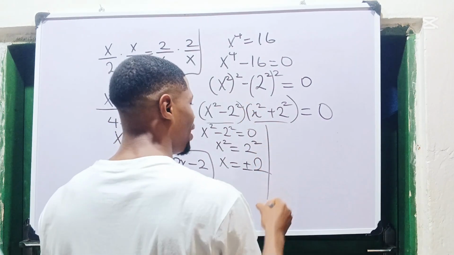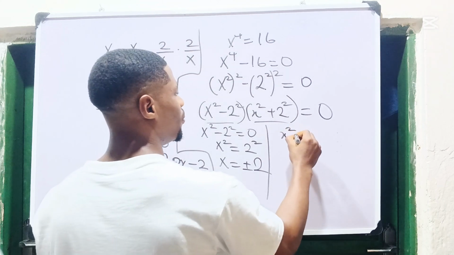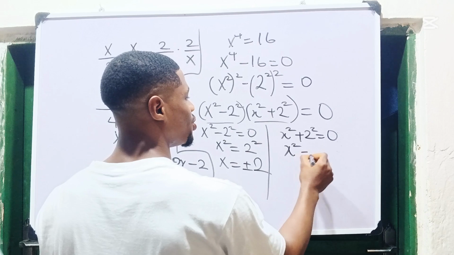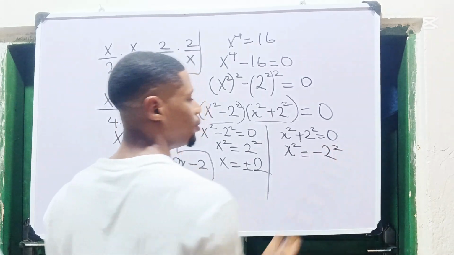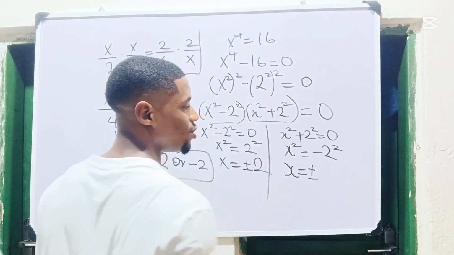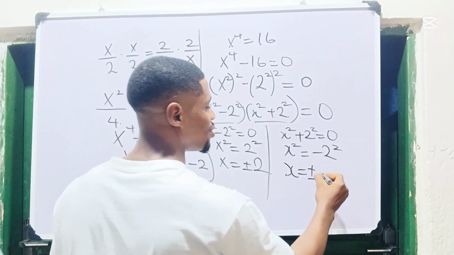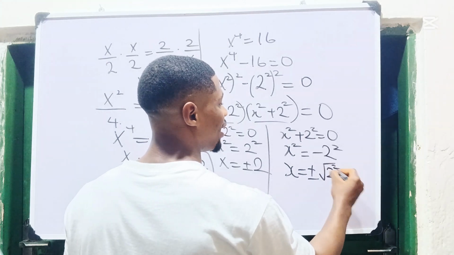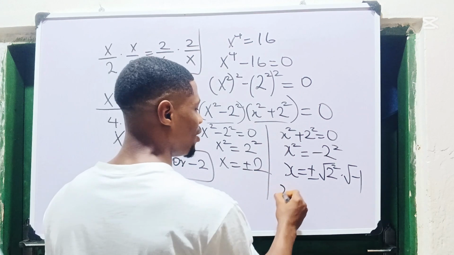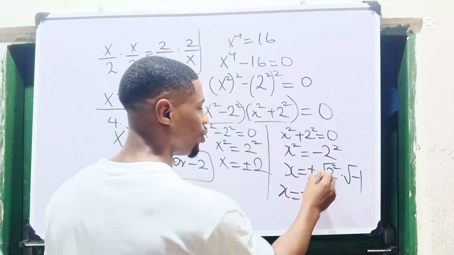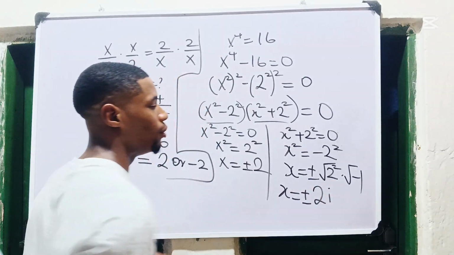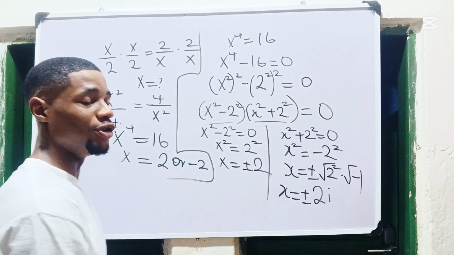Now, for the second answer, we have x squared plus 2 squared is equal to 0. From here we have x squared is equal to negative 2 squared. From here we now have that x will be equal to plus or minus the root of negative 2 squared, which is the same as root of 2 squared times root of negative 1. Now x here will become equal to plus or minus the square root of 2 squared, which is 2, and root of negative 1 is i, so we have 2i. Alright, so this becomes the final values for x in this question.